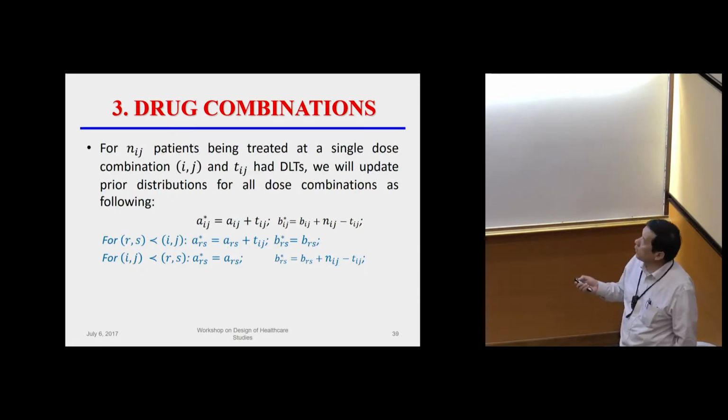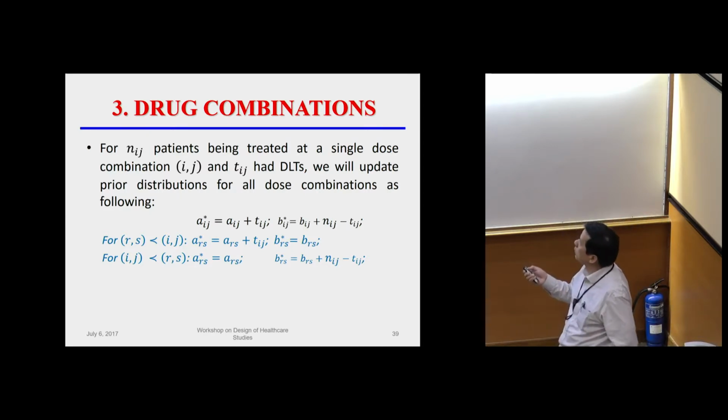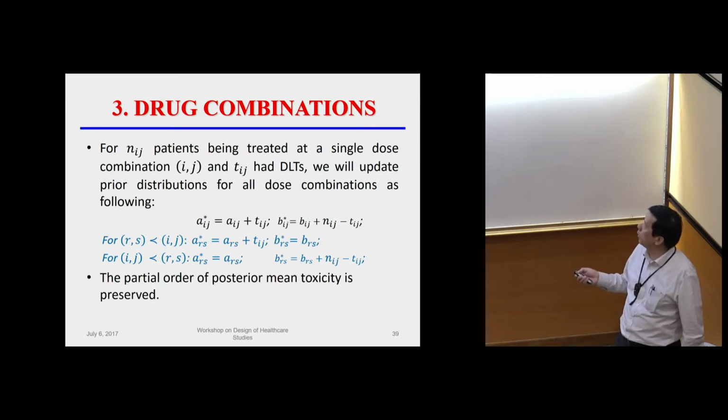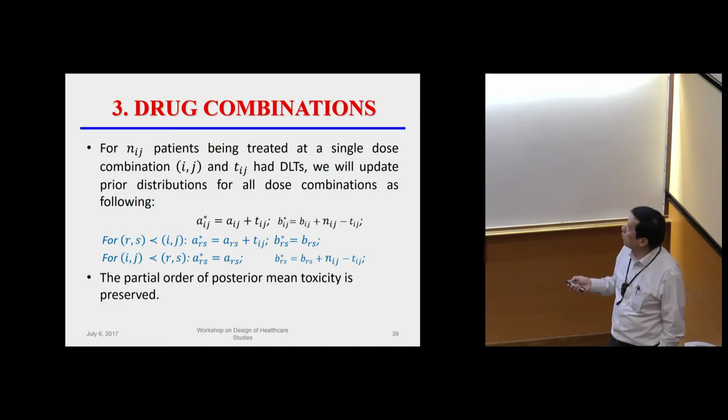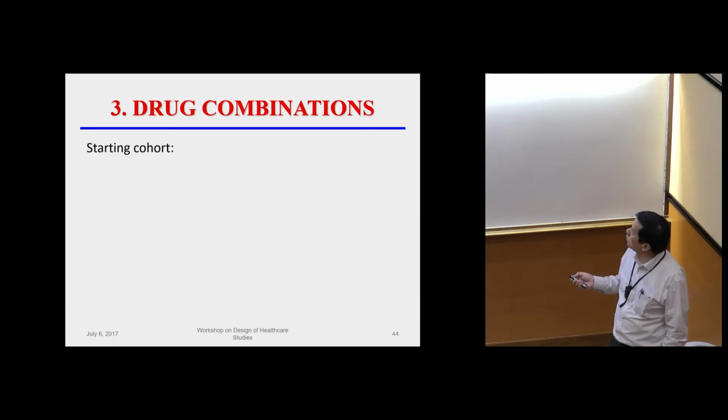So we do the same thing. The only difference here is we only update the doses on the partial order. So if I have toxicity, I update all the partial ordering, the dose above that. Anyway, above that, you update the first one, below that, you update the second one. And we want to make sure the partial order is preserved. So this is just some situation to show.